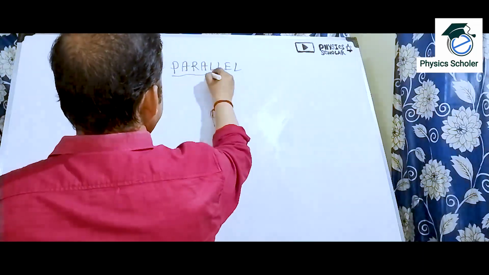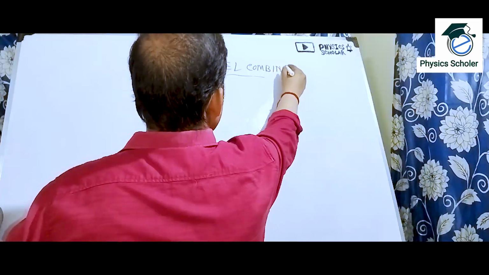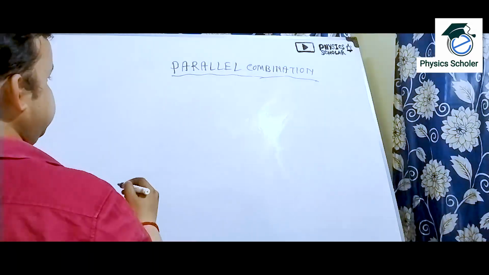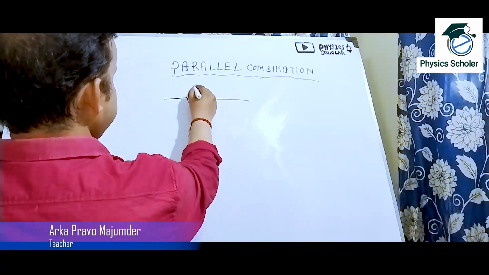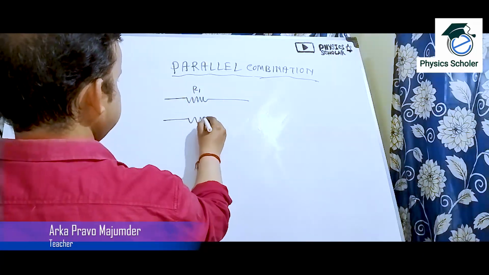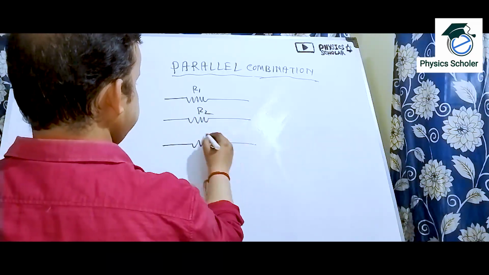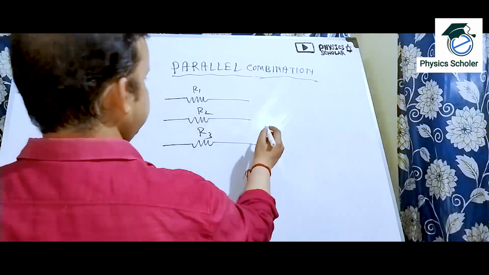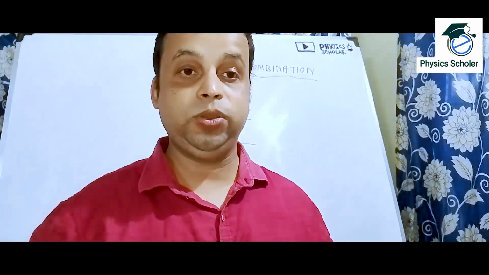Parallel combination of resistances, or the parallel circuit. Suppose we are taking three resistances: R1, R2, and R3. Let us consider three resistances. When they are connected in parallel, how will they be connected?